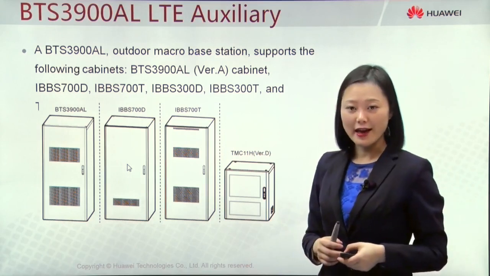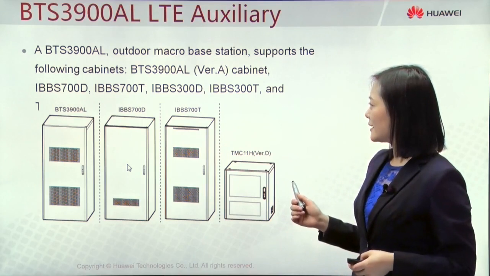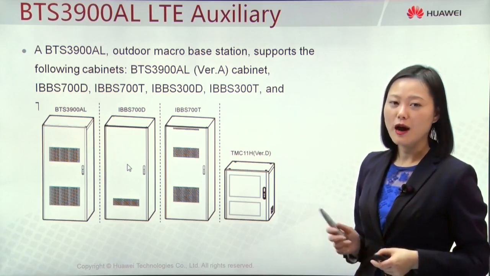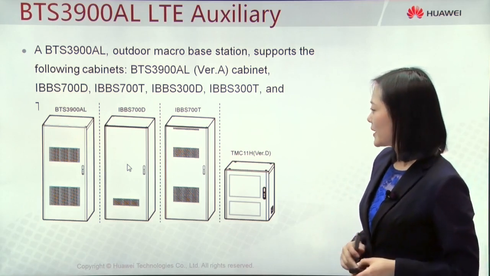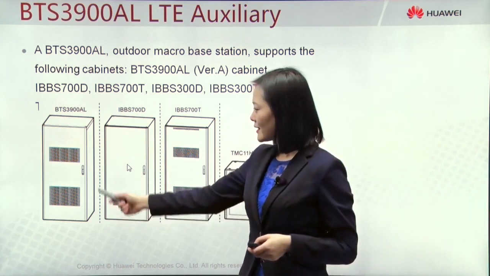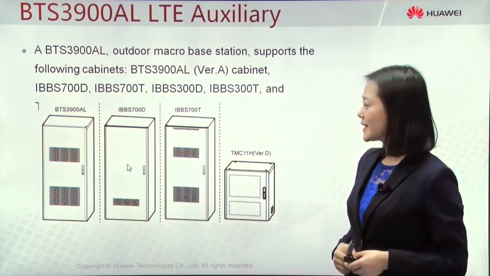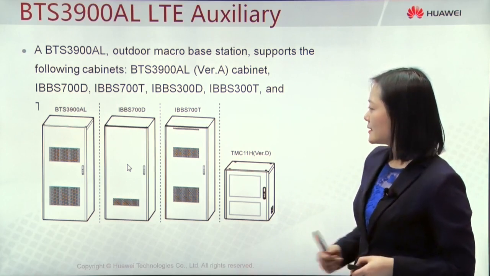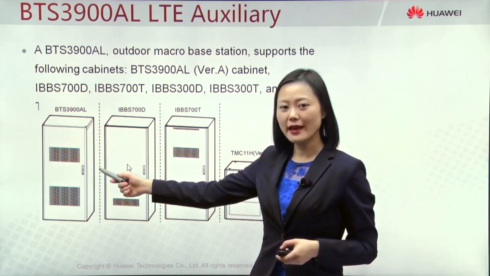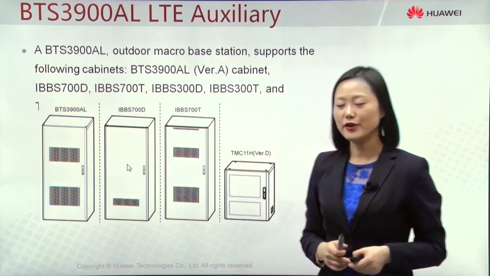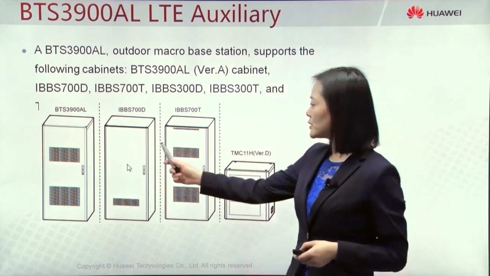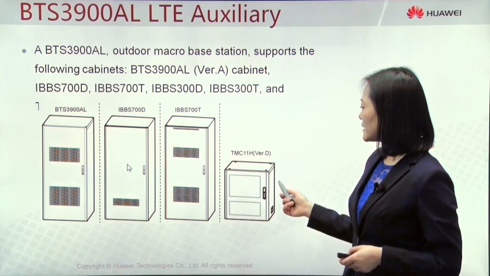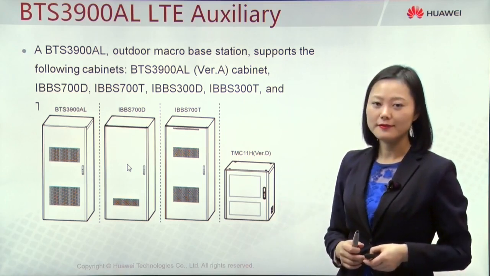BTS 3900AL. This BTS is one large BTS compared with 3900A, also an outdoor macro BTS. So we can see this cabinet, the size is very big. It can totally support 18 RFU. This BTS 3900AL is the main cabinet for 3900AL LTE eNodeB. You can choose whether to use IBBS 700D or 700T or TMC11H as optional.